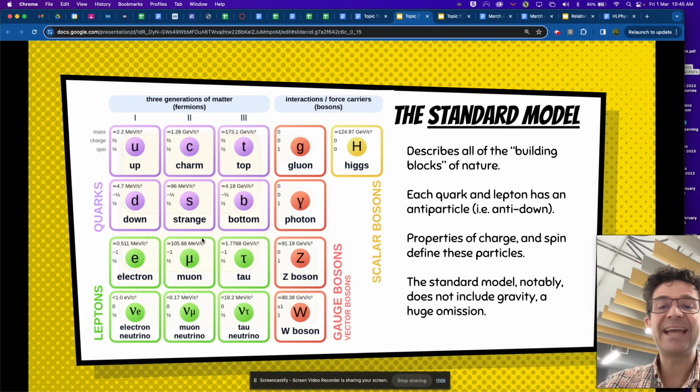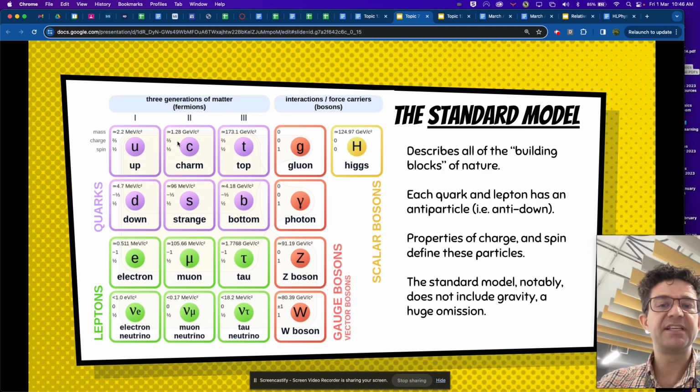When you have an antiparticle, the charge is reversed. So the anti-up, anti-charm, and anti-top quarks have -2/3 charge, and the anti-down, anti-strange, and anti-bottom quarks have +1/3 charge. The anti-electron, the positron, has a +1 charge. Of course, the anti-neutrinos have the same charge of 0.